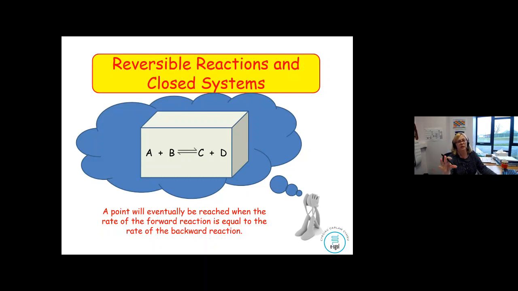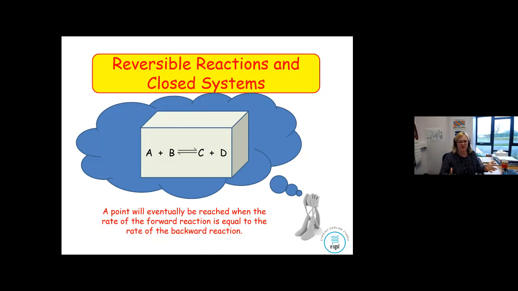Now, just to recap, rate was something you covered in year 10. It was one of the final units. I think it was unit 5 in year 10. When I talk about rates, it simply means how fast it's happening. So eventually what will happen is that A and B will form C and D at a certain speed, but at the same time, C and D will form A and B at the same speed.